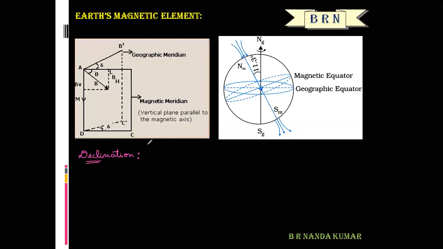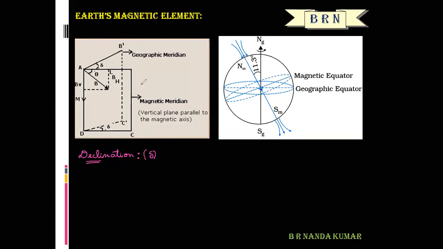What is the meaning of declination? Declination means the angle between the magnetic meridian and geographic meridian. So it's called the declination. The symbolic representation is delta. So delta is declination. What is the meaning of declination? The angle between the magnetic meridian and geographic meridian.